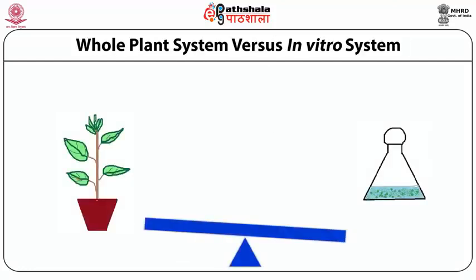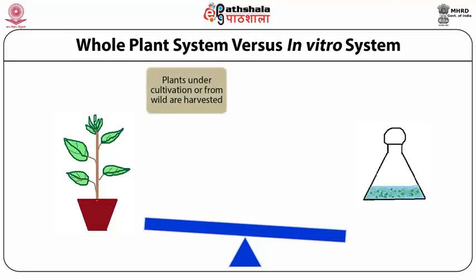Now, how do we carry out commercial production of secondary metabolites? There are two ways by which we can do it. First, we can produce it in the whole plant. We can use the whole plant as our factory, or we can do it under in vitro culture. If we are using the whole plant system, we would either have to grow the plants in the fields, or we have to harvest them from the wild.